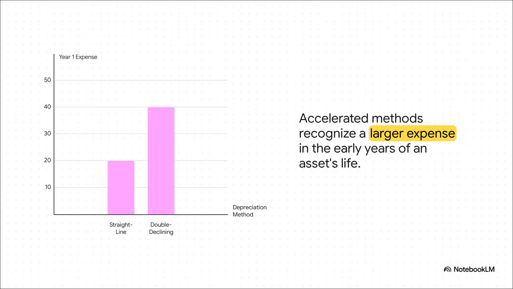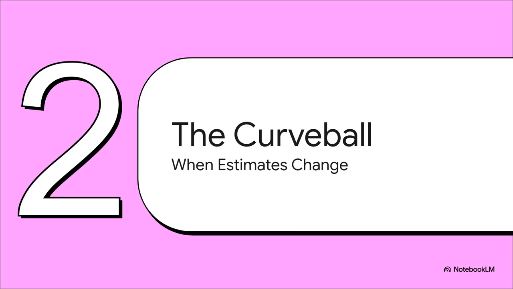Now let's talk about the fast and furious methods, the accelerated ones. These are perfect for things that lose their value super fast, like technology. Just look at this chart. In the very first year, the expense from double declining balance is way higher than good old straight line. Sum of the year's digits does a similar thing. The whole point is to front-load the expense to match the fact that the asset is most valuable and useful when it's brand new.